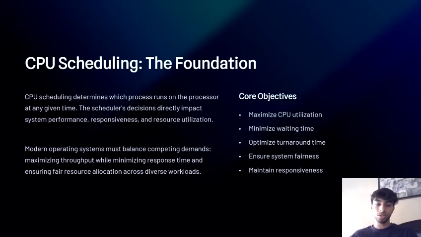CPU scheduling, the foundation. To start off, let's understand what CPU scheduling means. CPU scheduling decides which process should run at a given time on the processor. The goal of the scheduler is to make smart decisions that improve performance, like maximizing CPU usage, reducing waiting time, and making sure all processes get a fair chance to run. In modern operating systems, CPU scheduling is critical because multiple programs compete for CPU time simultaneously, like browsers, downloads, background updates, and more.